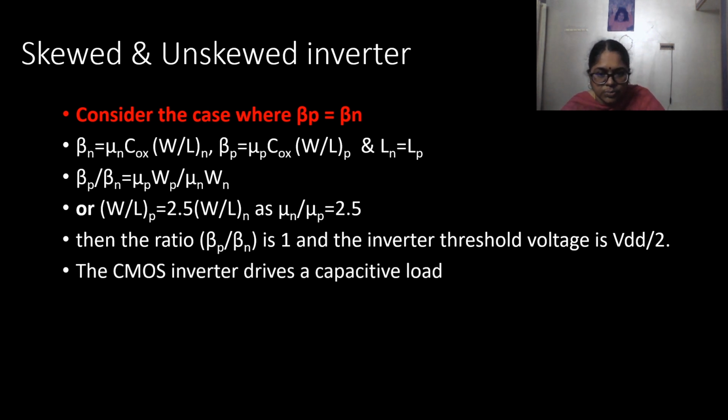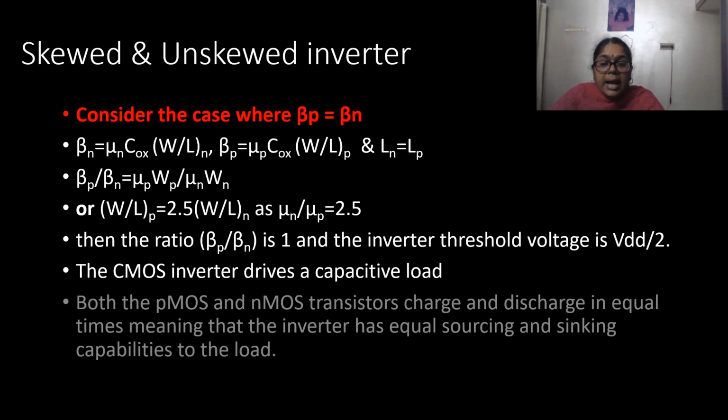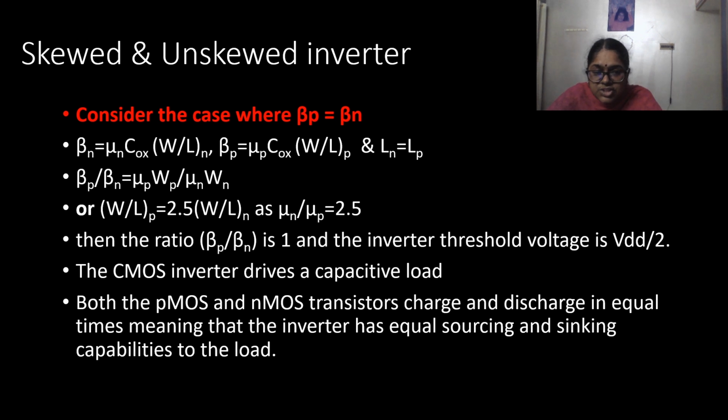So the CMOS inverter drives a capacitive load, and both the pMOS and nMOS transistors charge and discharge in equal times, meaning that the inverter has equal sourcing and sinking capabilities to the load. So the charging time of the capacitive load and discharging time of the capacitive load are equal, because beta P is considered equal to beta N, and that happens when the width of the pMOS transistor is equal to 2.5 times the width of the nMOS transistor.